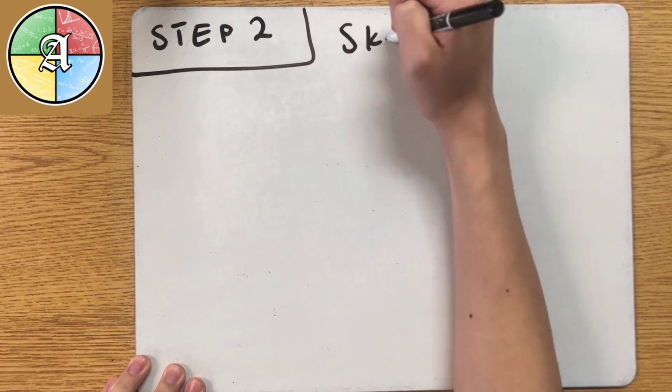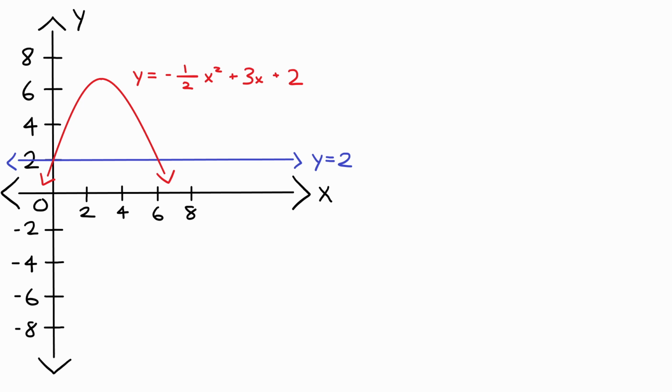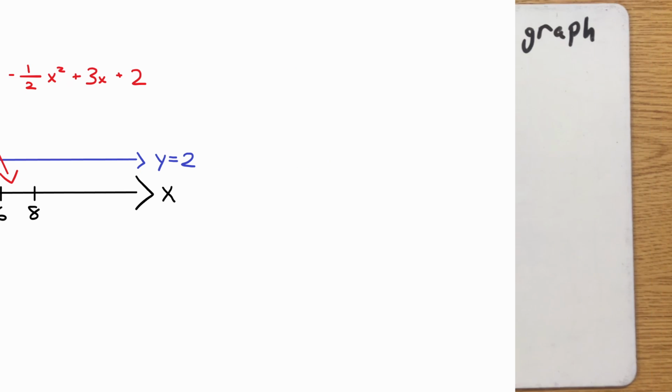For our next step, we're going to create a rough sketch of our graph. As you can see here, y equals -1/2 x squared plus 3x plus 2 is shown in red, and y equals 2 is shown in blue.